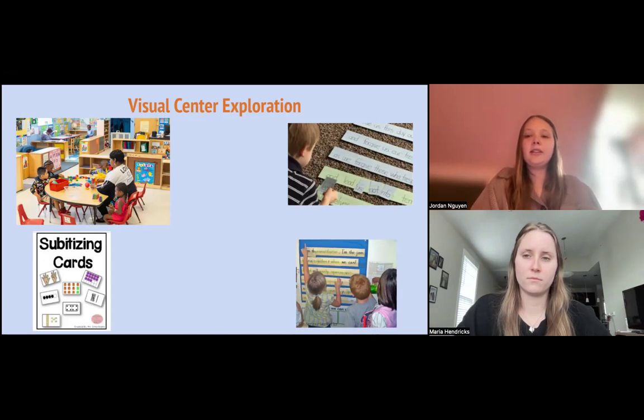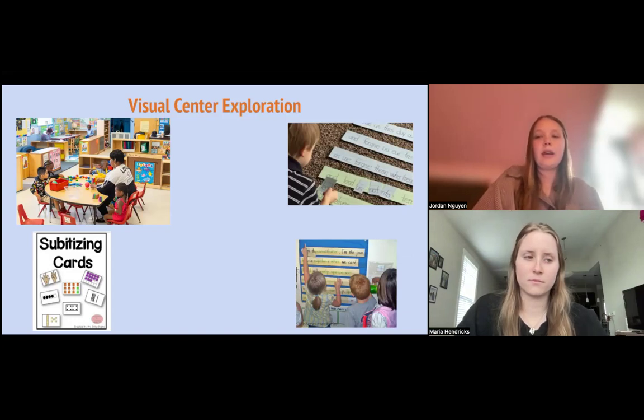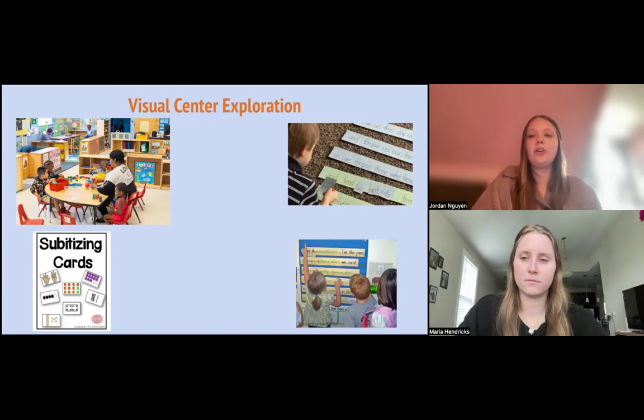On the right side of the slide, these two pictures show a way to implement visual aids into literacy learning. In these examples, students are using sentence strips to match sight words in the poem. They are able to visually see the poem in a new way and match those sight words together to show comprehension of those words.